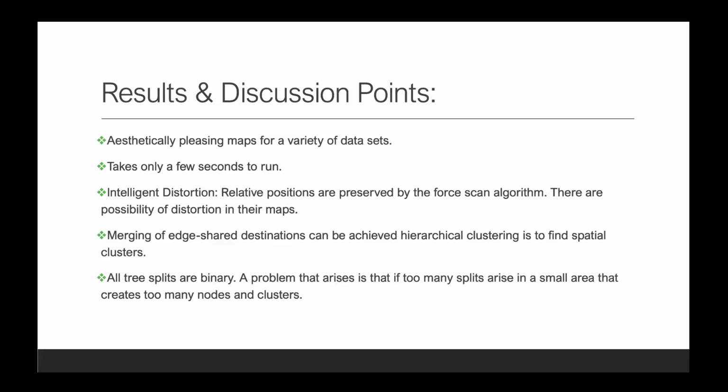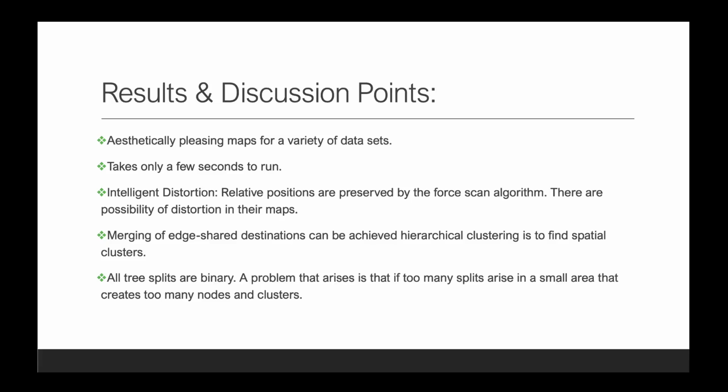Let us discuss the results of this paper. The paper claims to show aesthetically pleasing maps for a variety of datasets, and it only takes a few seconds to run. Intelligent distortion. Relative positions are preserved by the four-scan algorithm. There is still a possibility of distortion in their maps.